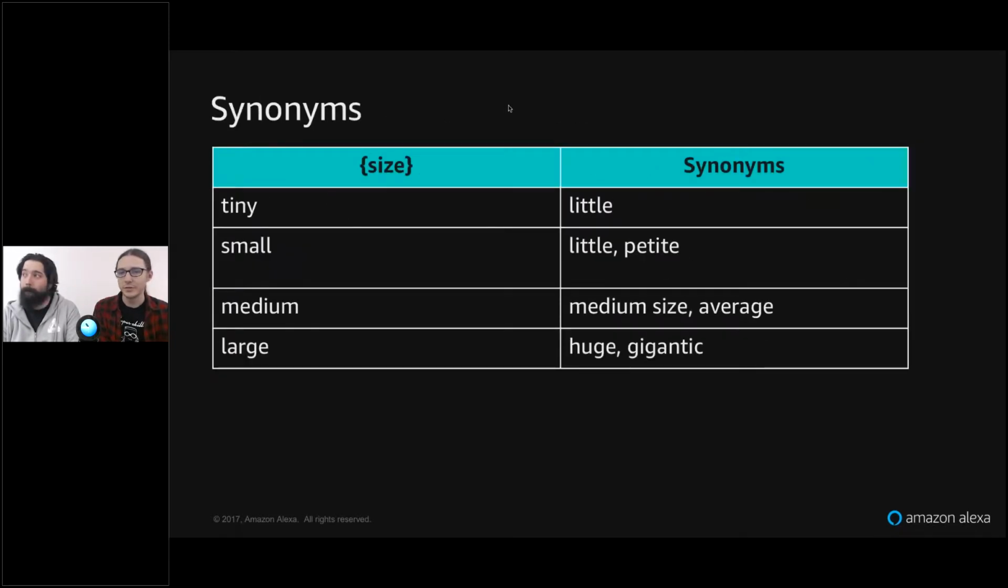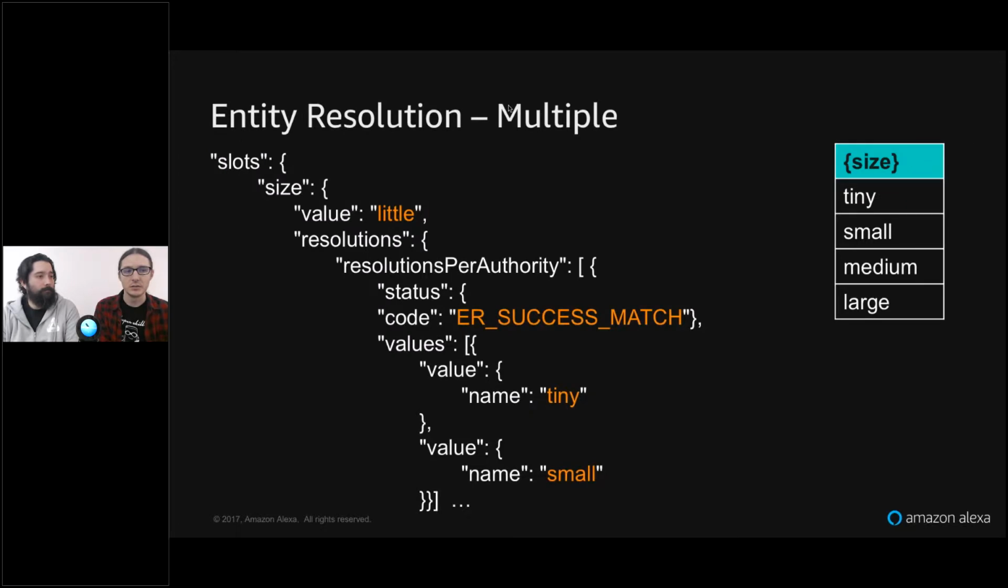So now let's go back and revisit what happens when we have multiple matches. In this case, we have little, right? So it's mapped to both tiny and small. The user actually said little. So here's a snippet of our JSON. And you can see here the value was little. And we still get our ER success match. But in this case, in our values array, we have two values. We have tiny and small.